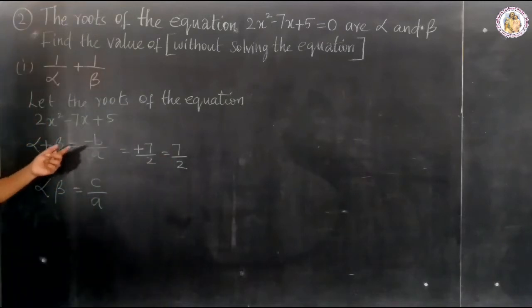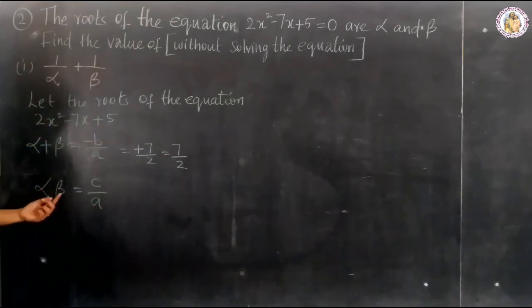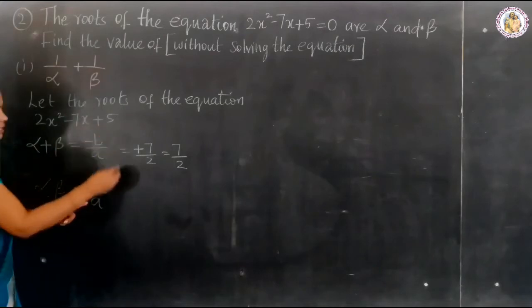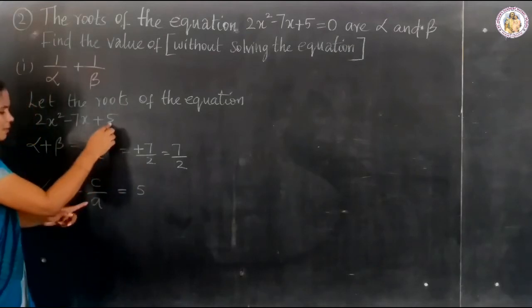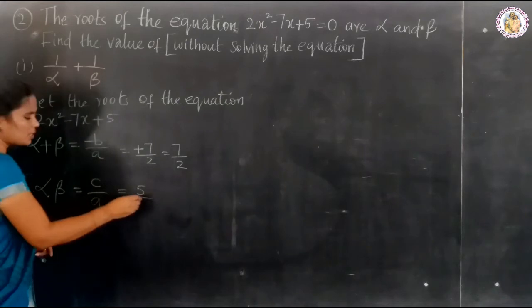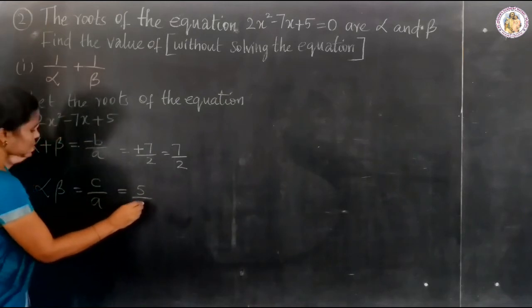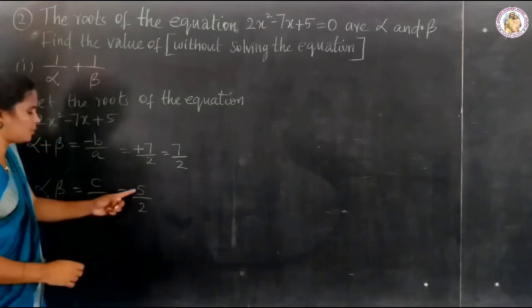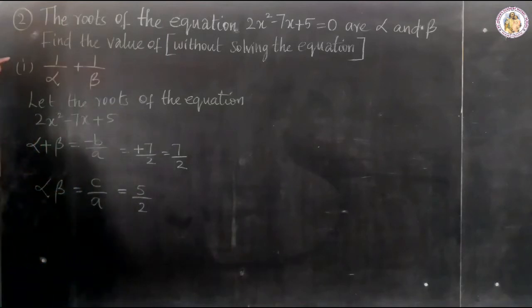Alpha plus beta is equal to 7 by 2. Alpha into beta is c by a, where c is 5 and a is the coefficient of x square, so alpha into beta is equal to 5 by 2. Now let us go with question number 1.